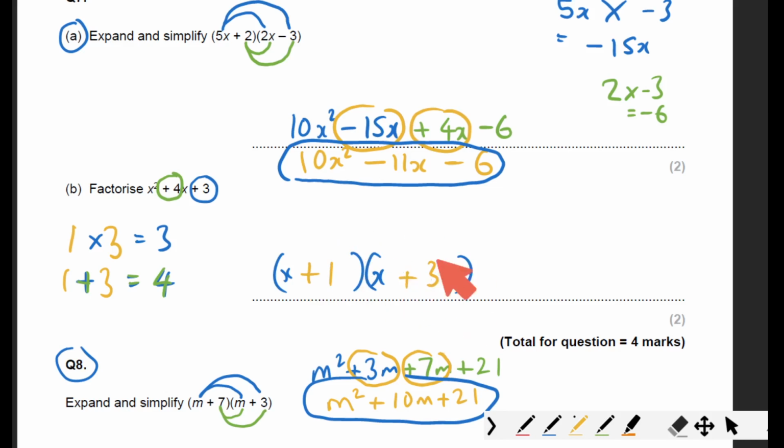Now you can expand the double brackets yourself, and see if you can get back to the original question, the quadratic.